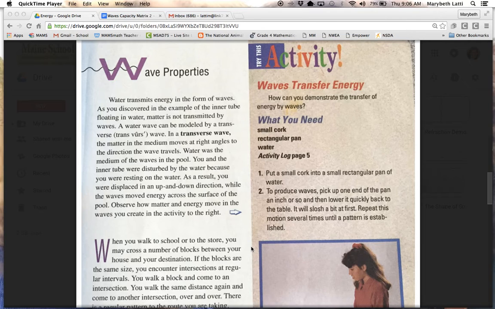Water was the medium of the waves in the pool. You in the inner tube were disturbed by the water because you were resting on the water. As a result, you were displaced in an up and down direction while the waves moved across the surface of the pool. Observe how matter and energy move in waves you create in the activity on the right. We're going to do that activity in class, so we're going to continue reading.